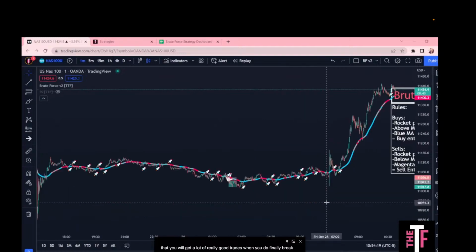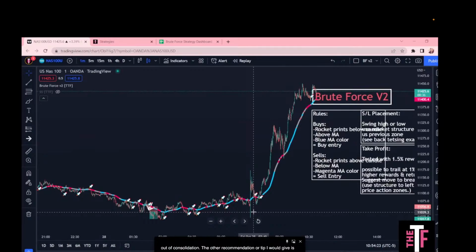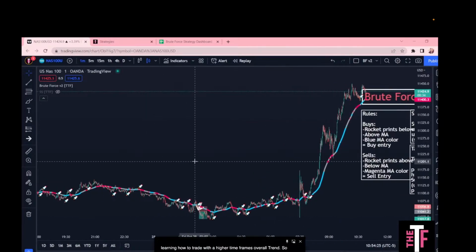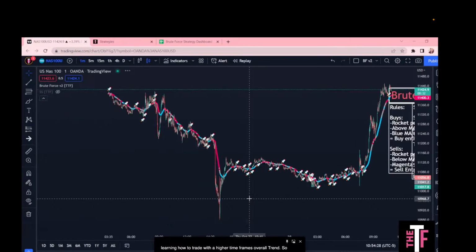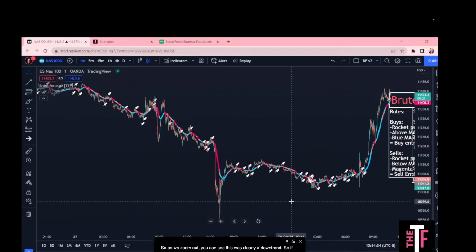The other recommendation or tip I would give is learning how to trade with the higher time frame's overall trend. So making sure that you're trading in the higher time frame's direction. As we zoom out, you can see this was clearly a downtrend. So if you were only taking the sell opportunities here versus trying to fight against the trend, you would have gotten a lot of really good trades here.